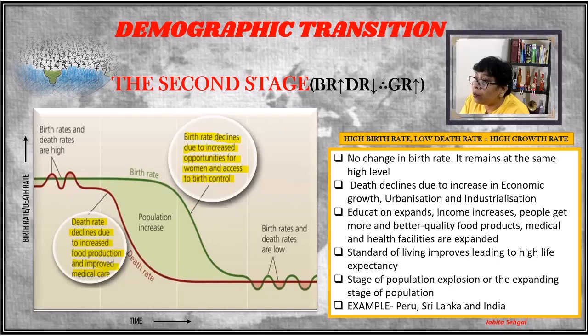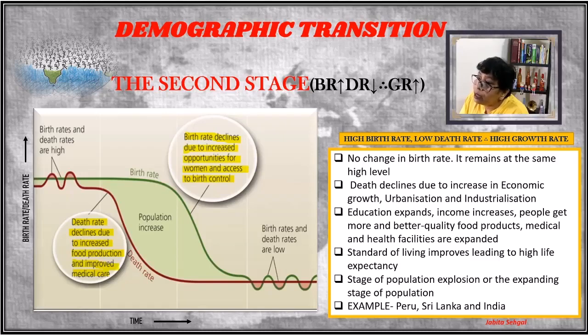Because of this gap, the growth rate is very high, and this becomes the stage of population explosion or the expanding stage of population. But in the second part of this stage, the birth rate also starts declining along with the already declining death rate.